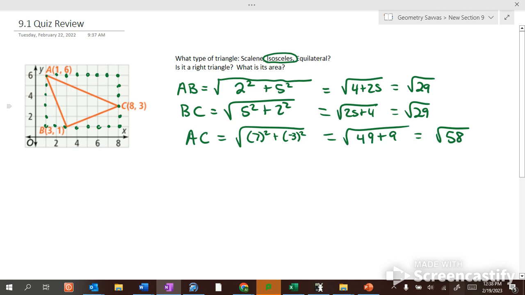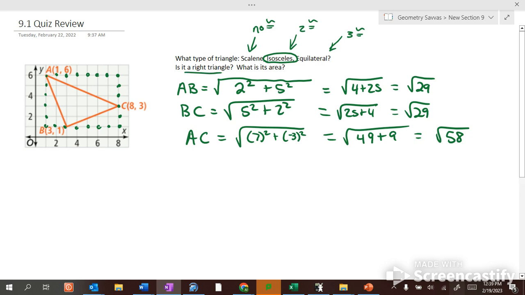Okay? When you find the distance of all the sides, you can figure out what type of triangle it is. Scalene is no congruent sides. Isosceles is 2 congruent sides. And equilateral is 3 congruent sides. Okay? So, now it asks, is this a right triangle?